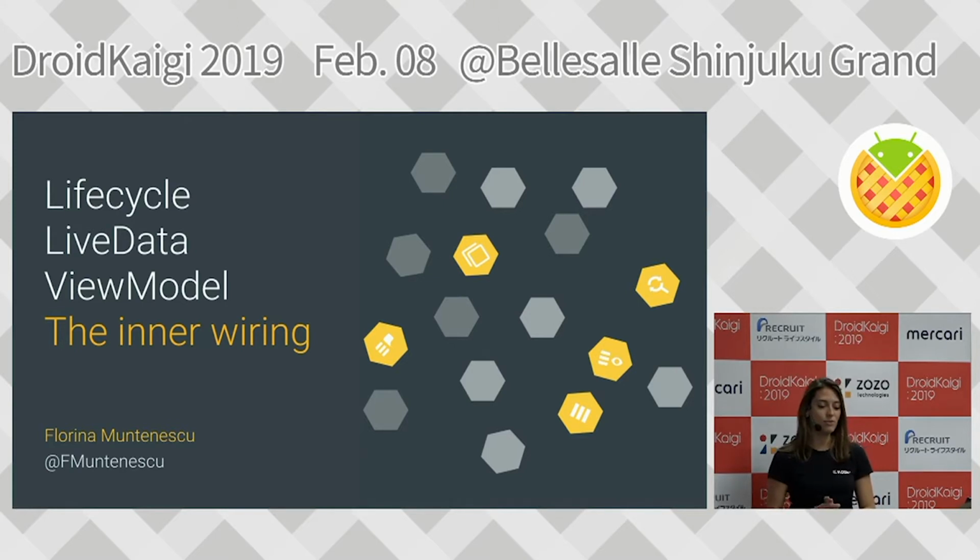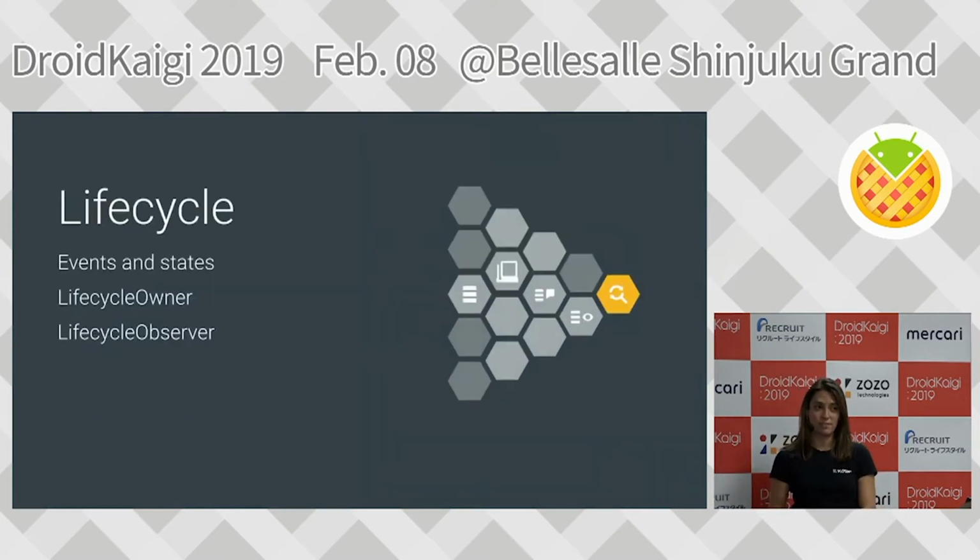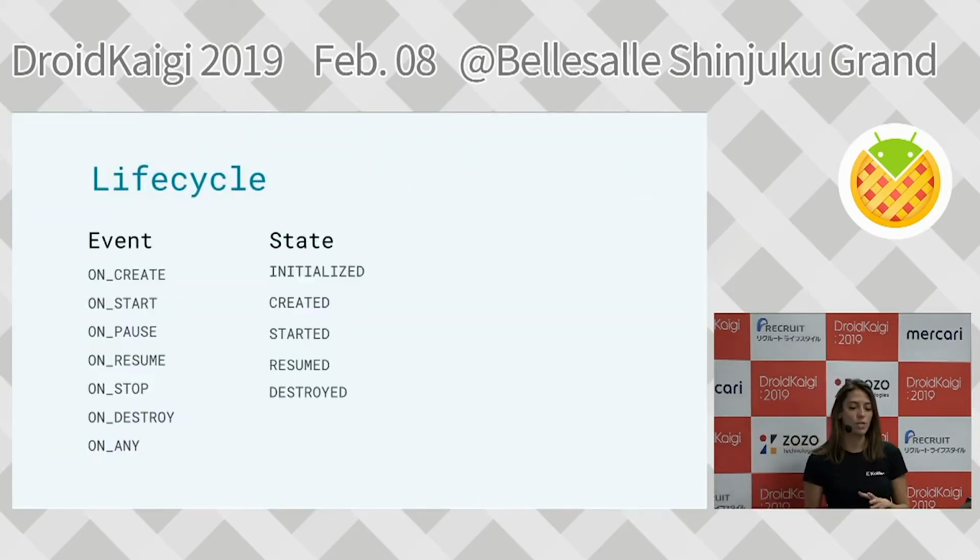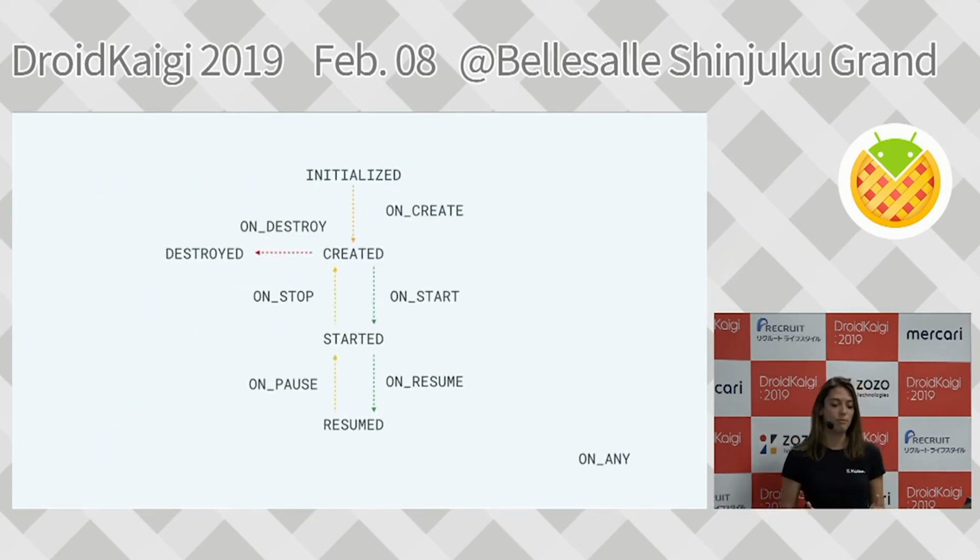And today, I want to tell you a few things about what's going on under the hood with them, so you are able to implement your own lifecycle-aware components and just work better with LiveData and ViewModels. So we'll start with the lifecycles. The lifecycle library brings a set of events and a set of states. You can see this as a graph where every node is a state, and every arc is an event that leads from one state to another. For example, from the initialized state, we get to created when the onCreate event is triggered. The library also provides another extra event, onAny, that will be triggered whenever any of these events is triggered.